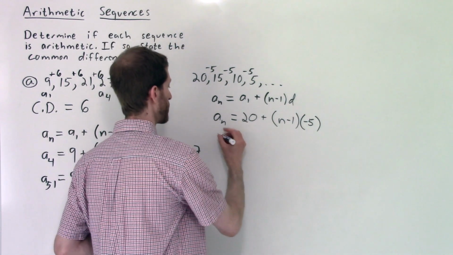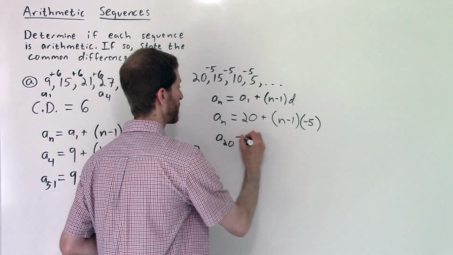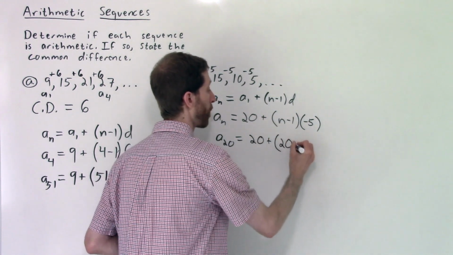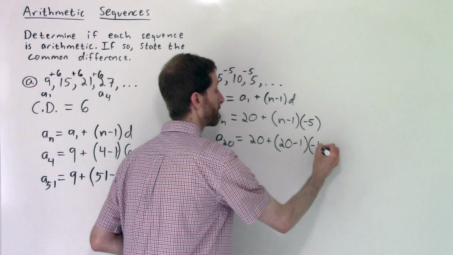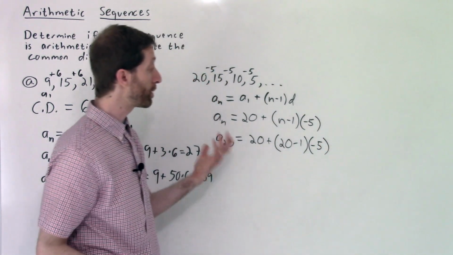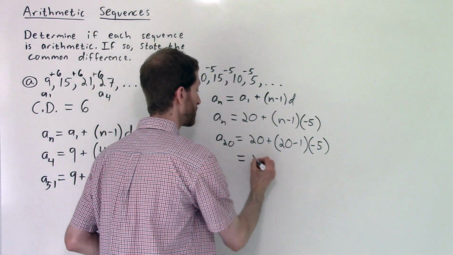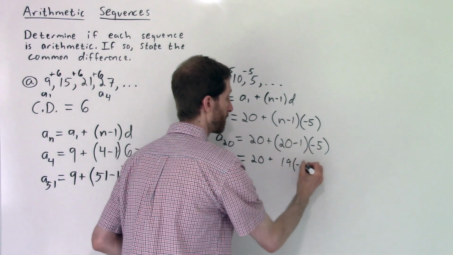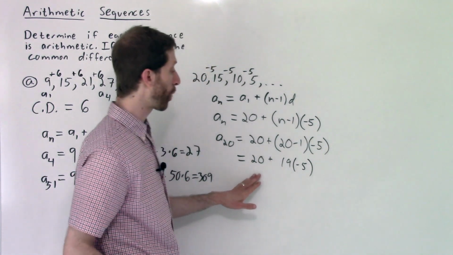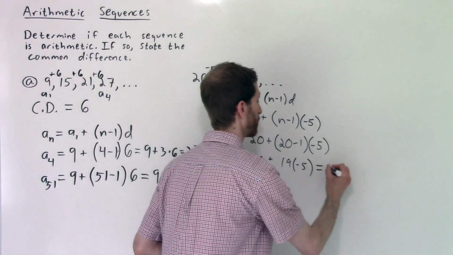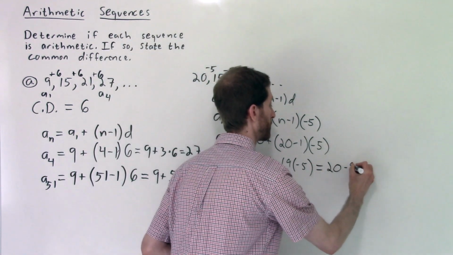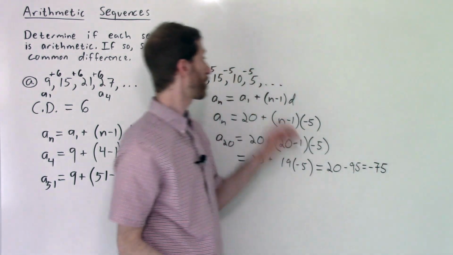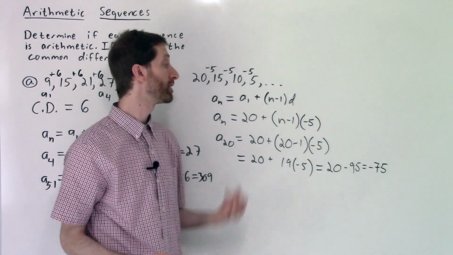So let's say we want the 20th term. Well, the 20th term would be equal to the first term plus 20 minus 1 times negative 5. So now we multiply everything out, simplify it down, you get 20 plus 19 times negative 5. Well, that's going to be 20 plus negative 95, or 20 minus 95. And that is negative 75. So the 20th term in this sequence of going down by 5 is negative 75.